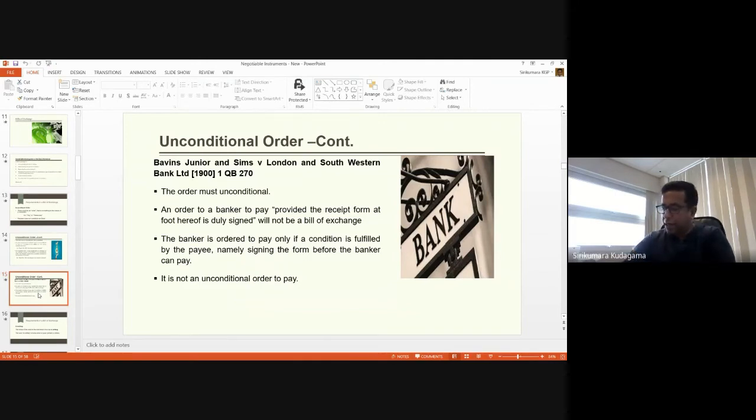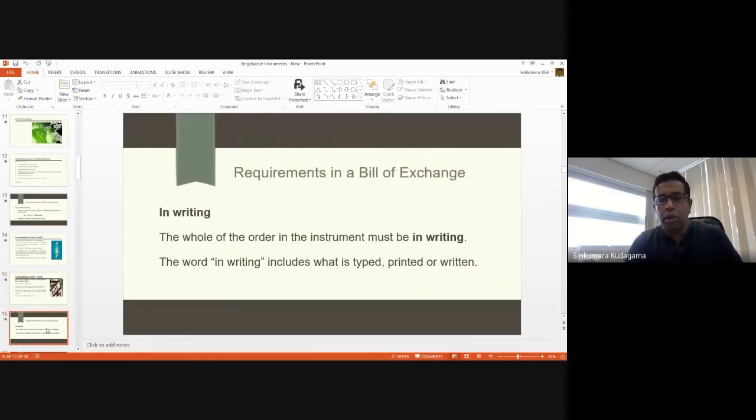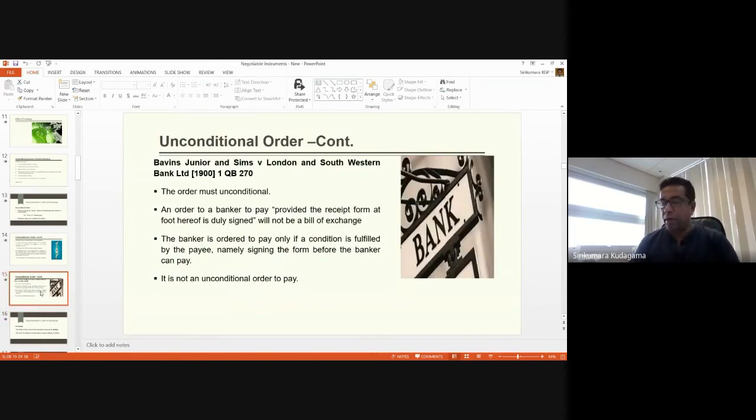I'll take a very simple example. If you give an order to someone, pay 1,000 rupees if the goods are delivered, right? Take that, pay 1,000 rupees if the goods have been delivered. That is not going to be an unconditional order, because that payment would be necessary only if goods have arrived. So it's not an unconditional order.